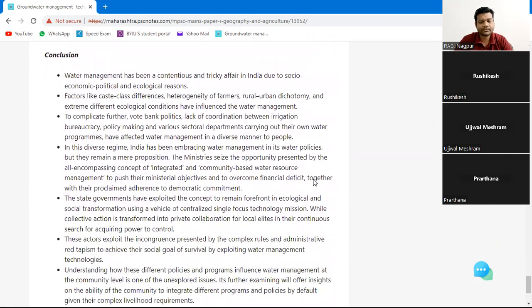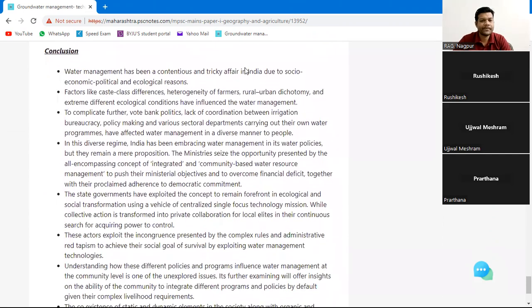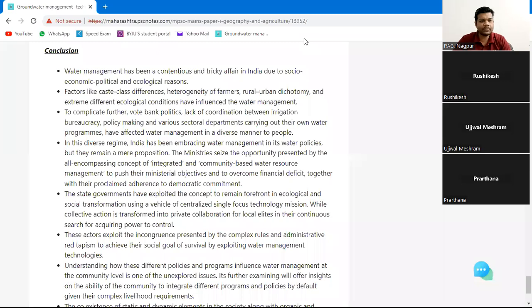So the conclusion is that water management is a tricky affair in India, due to socio-economic, political, and ecological reasons, because India is such a diverse country. Even in Maharashtra, we have the basaltic terrain, the Gondwana terrain, and the Archean terrain. So we have different kinds of rocks.